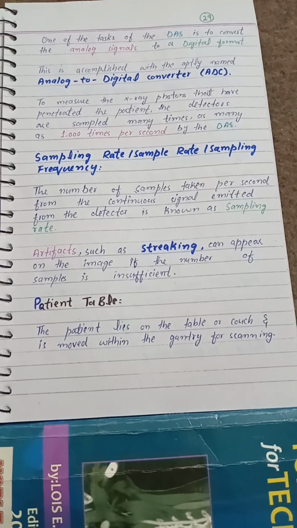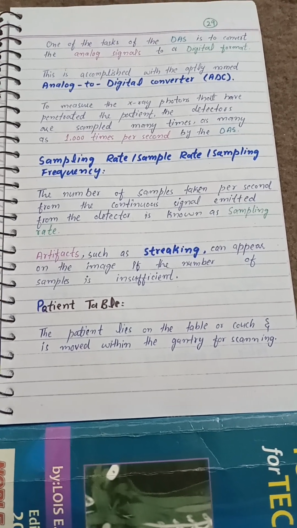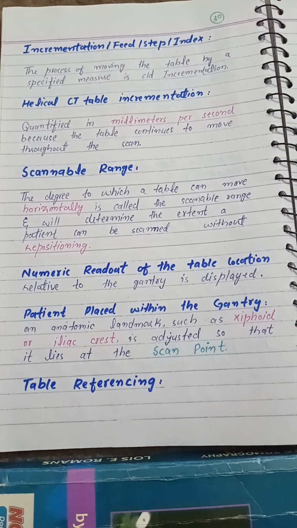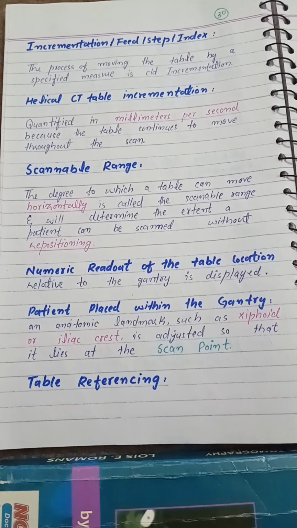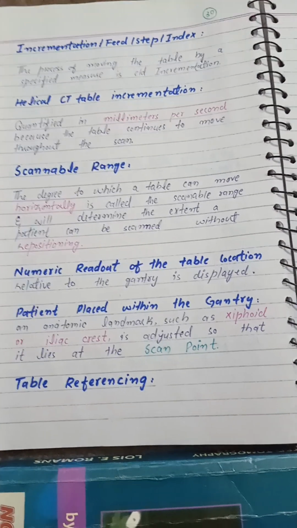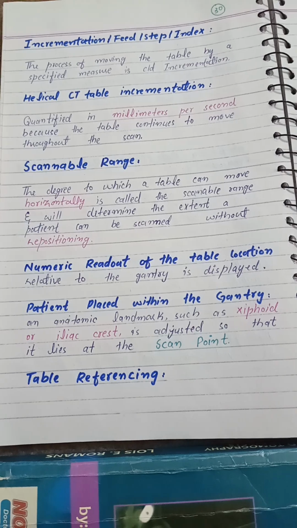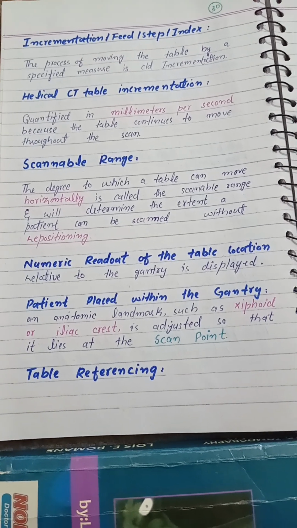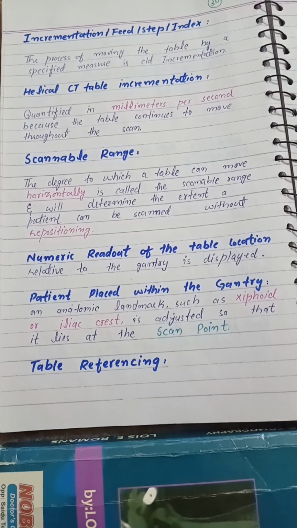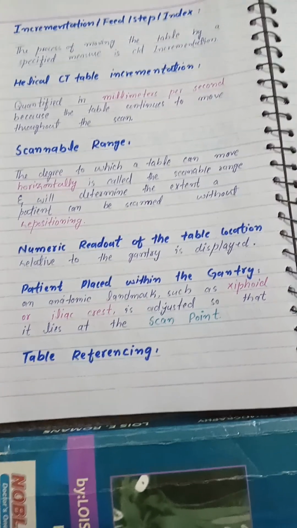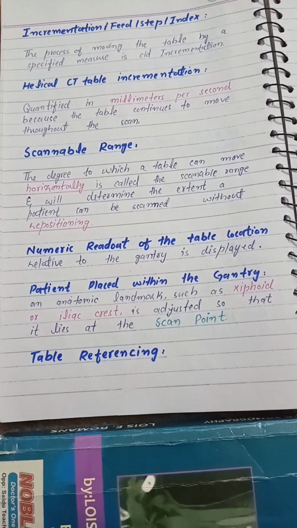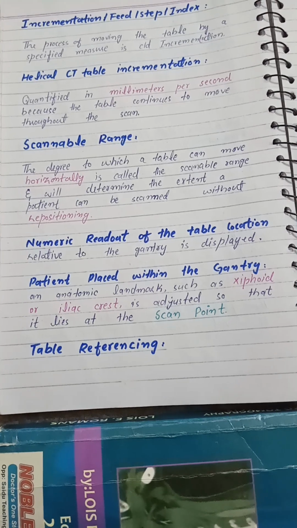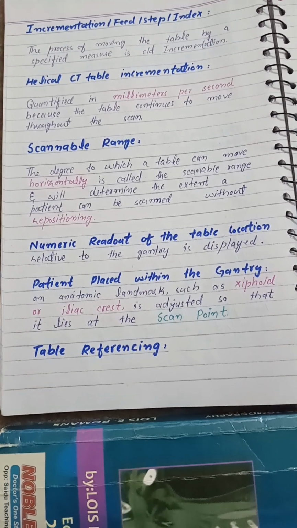Patient table. The patient lies on the table or couch and is moved within the gantry for scanning. Incrementation, feed, step, index. The process of moving the table by a specific measure is called incrementation. Helical CT table incrementation is quantified in millimeters per second because the table continues to move throughout the scan. Scannable range. The degree to which a table can move horizontally is called the scannable range and will determine the extent a patient can be scanned without repositioning.